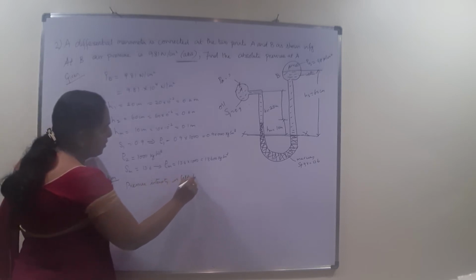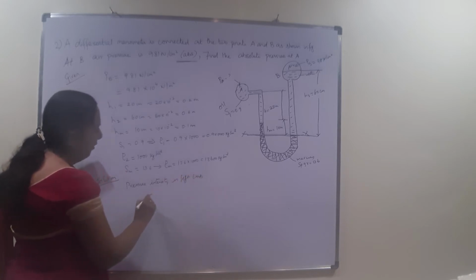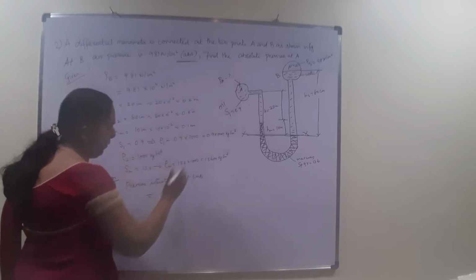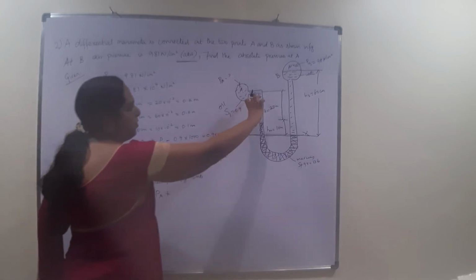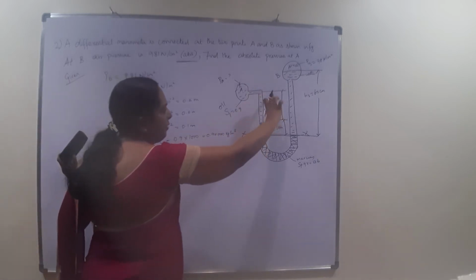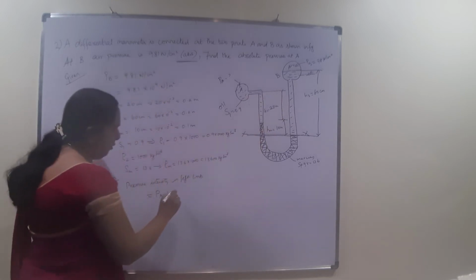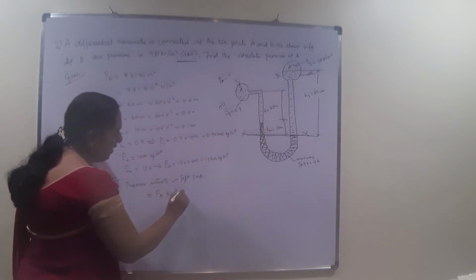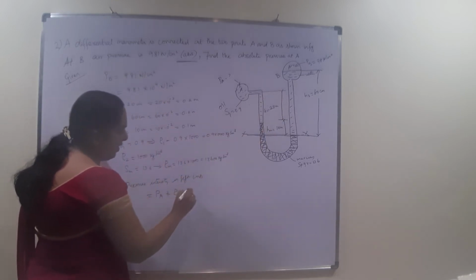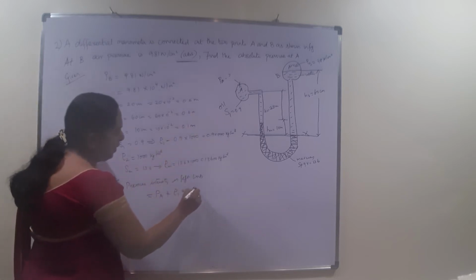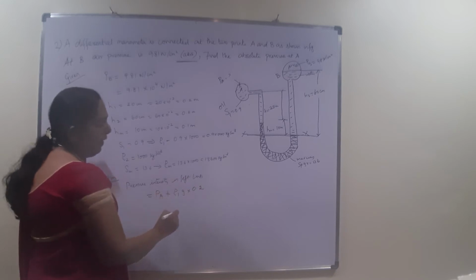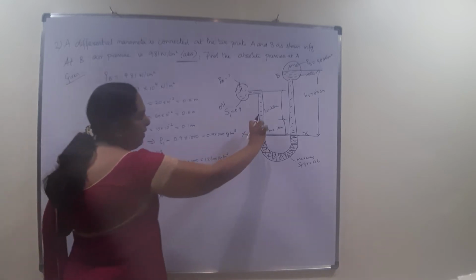So what are the pressures we have here? One is the unknown pressure PA, plus the pressure because of this liquid, which is acting to a height of 20 centimeters. Usually we have rho 1 g h1. H1 here is 20 centimeters. We have converted it into meters, so it is 0.2 meters. Plus here we have mercury.